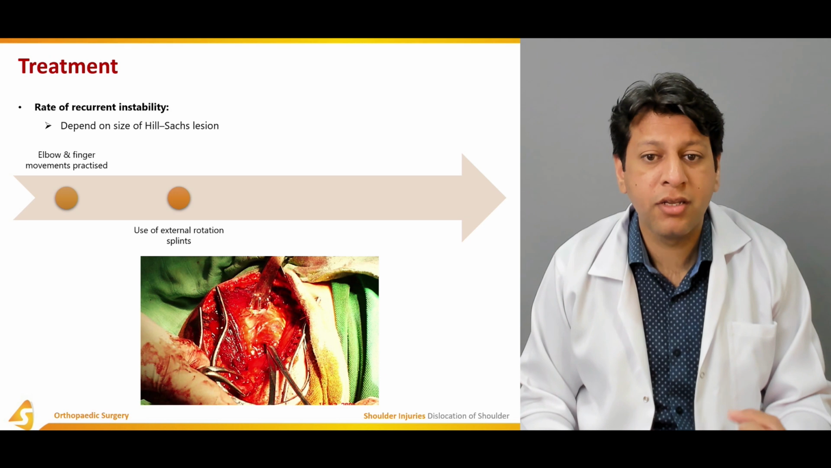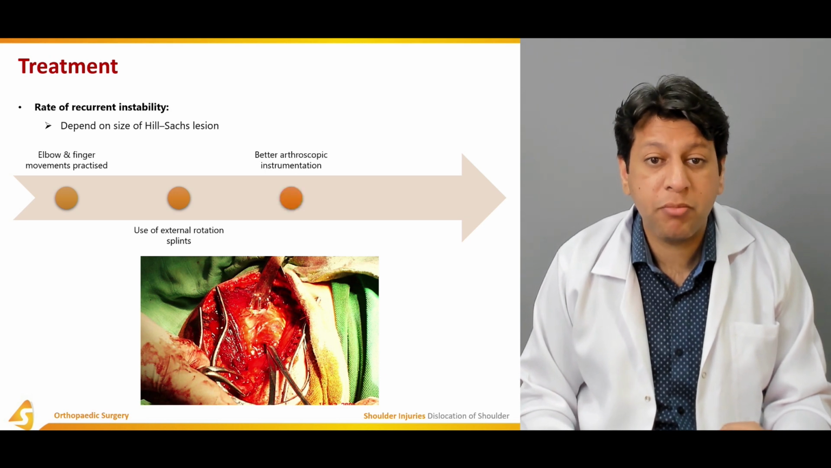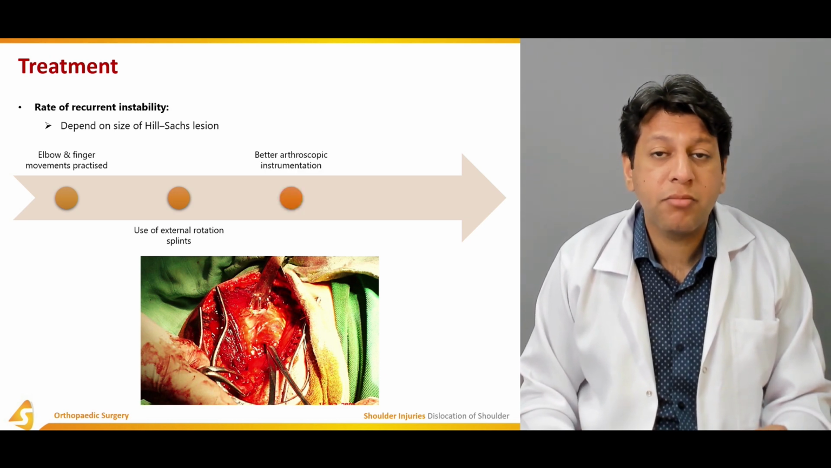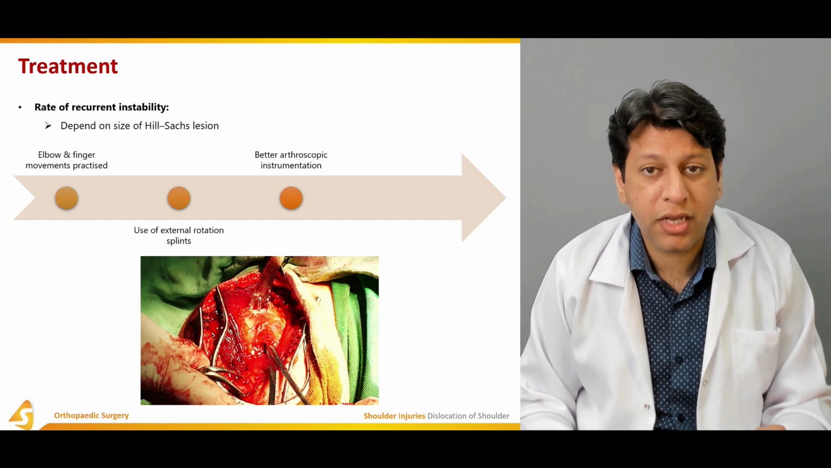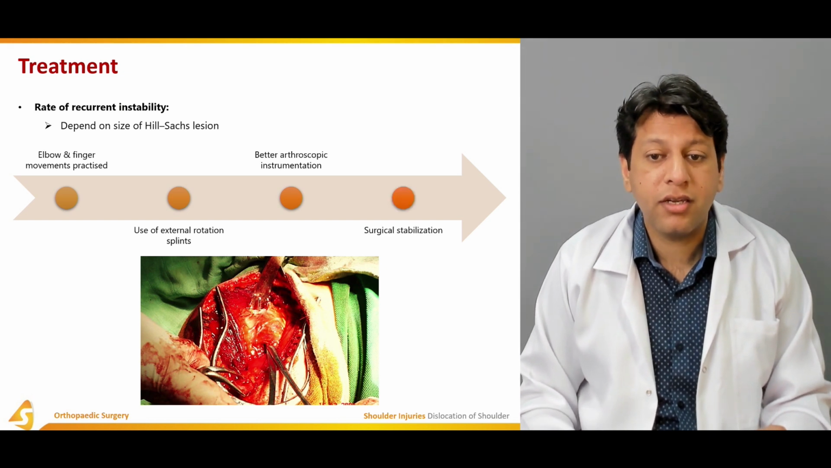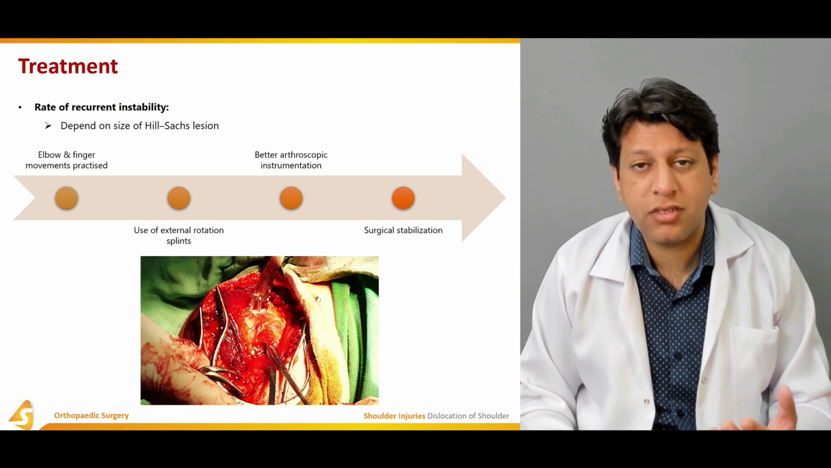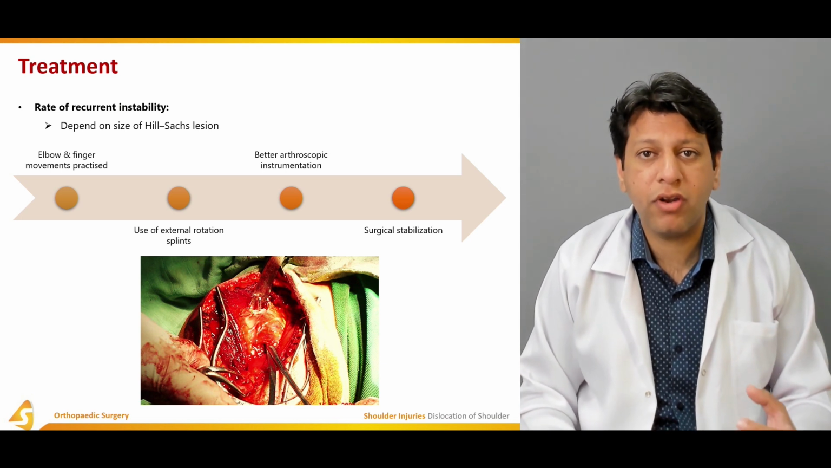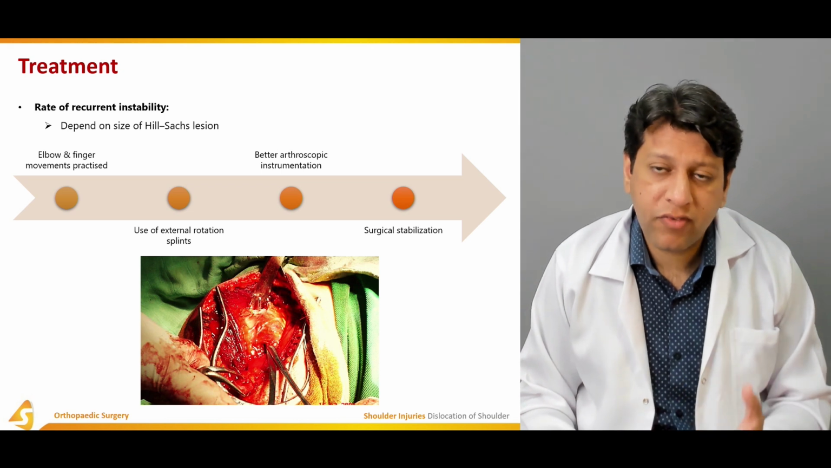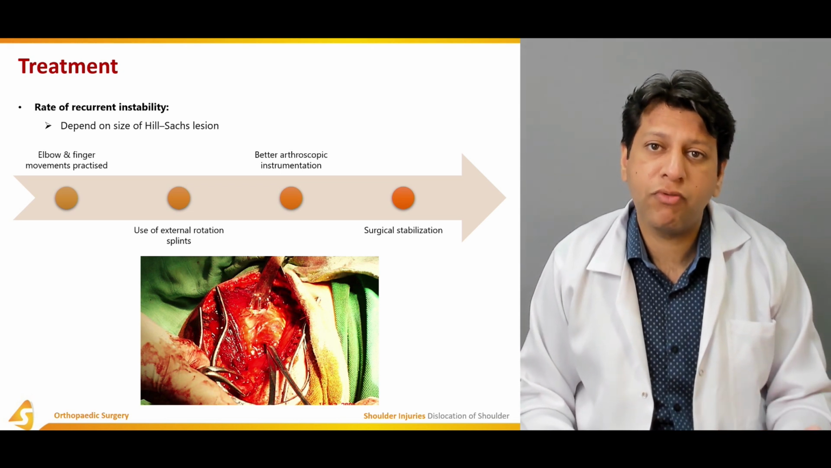Initially rehab is done. External rotation splints can be utilized as well, and sometimes arthroscopic repair of the Bankart lesion can also be done. And if the patient is having recurrent instability, then we can go for an inferior capsular shift as well. But if it's an acute injury, then probably we can go for Bankart surgery.